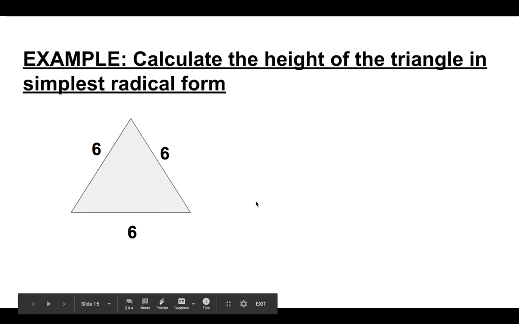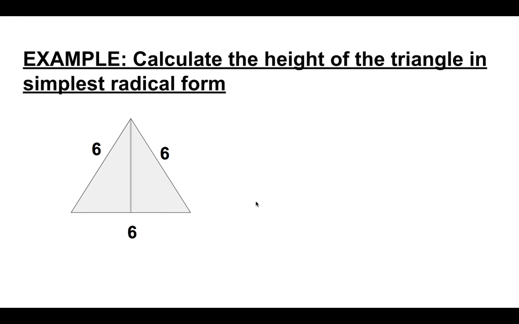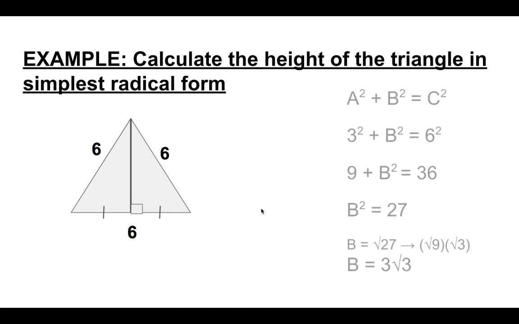Again, I'm going to go ahead for this one. Make my altitude line, show my 90-degree angle. Both sides are equal to each other. And if I apply the Pythagorean theorem, I get 3 square root 3.